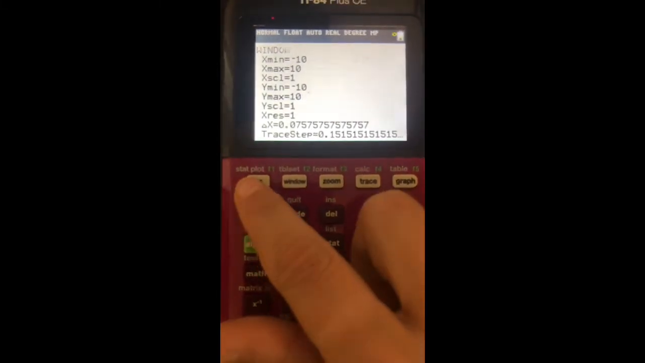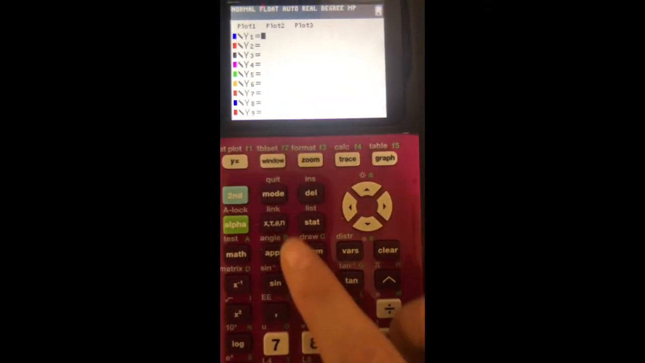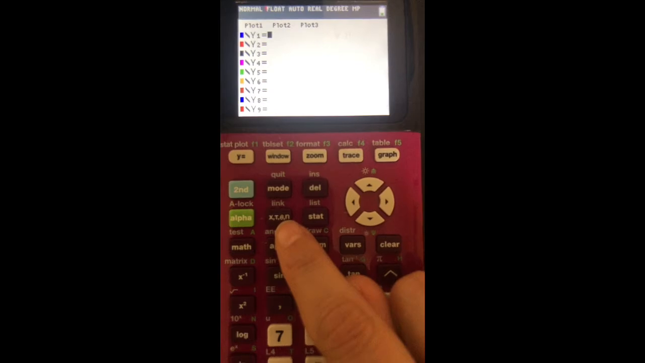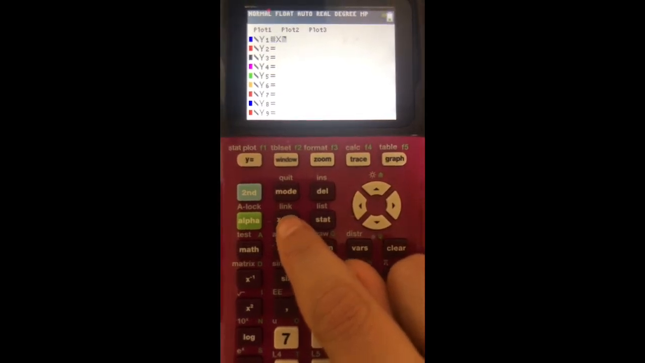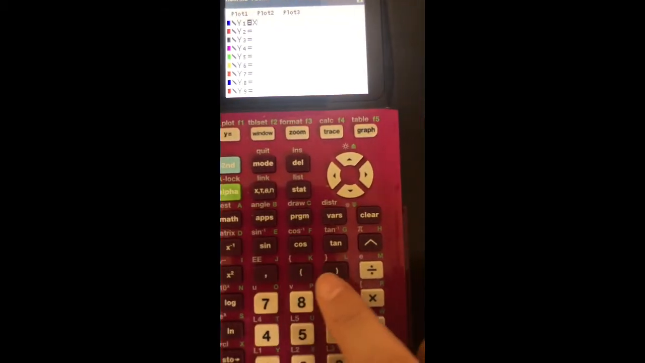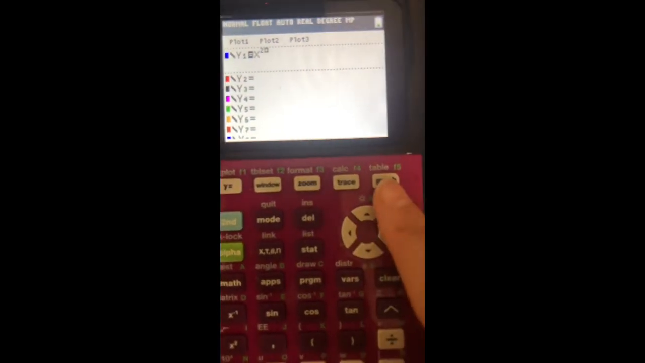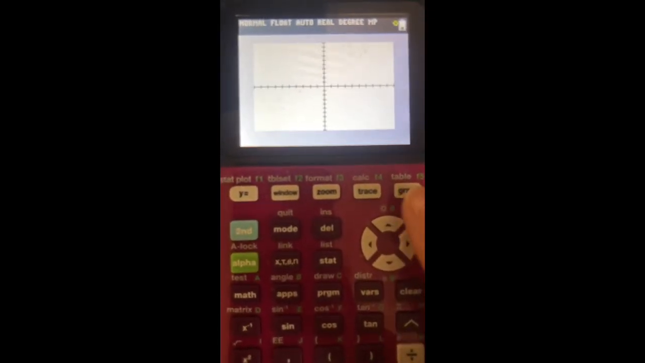Then I'm going to go back to Y equals, and I'm going to go ahead and graph x squared. So the X button is right here next to the alpha. So I'm just going to click X. And there's a couple different ways you can do squared. One is right here. The other is using this button. We call it the caret. So you can do that raised to the second power. Okay, so x squared, and then we're going to go ahead and click graph.